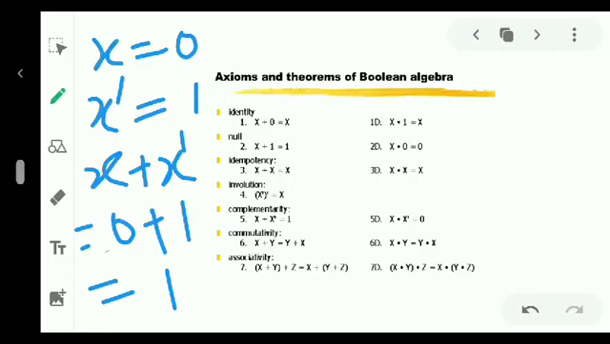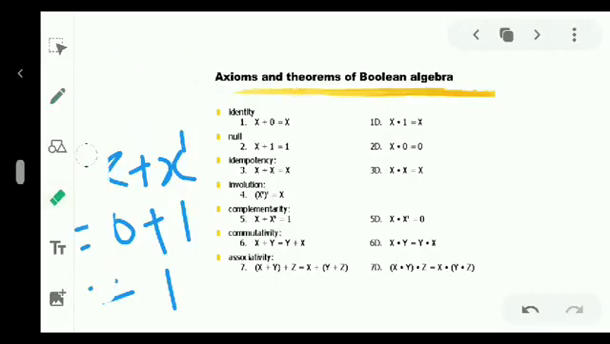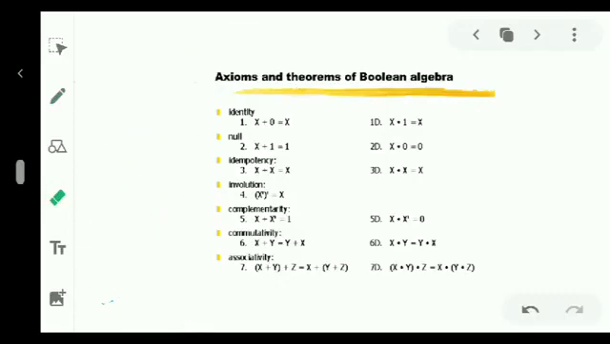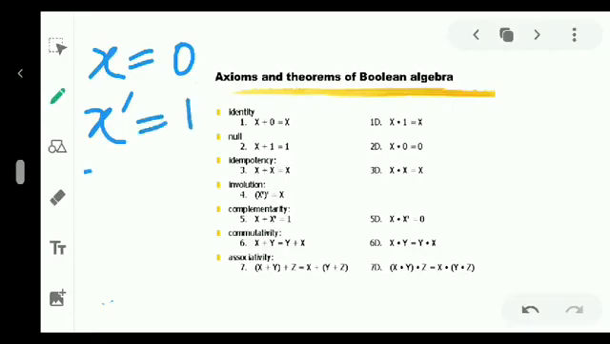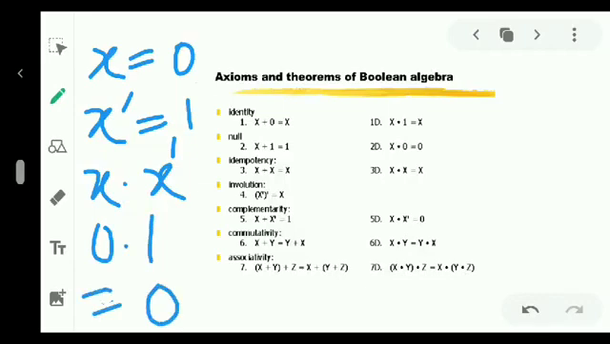Next we will prove the other complementarity rule. If you multiply x with its complement, then you always get the 0 value. So right now I am taking x value as 0. So x complement will be what? 1. So x into x complement, 0 into 1. So 0 into 1 means 0.